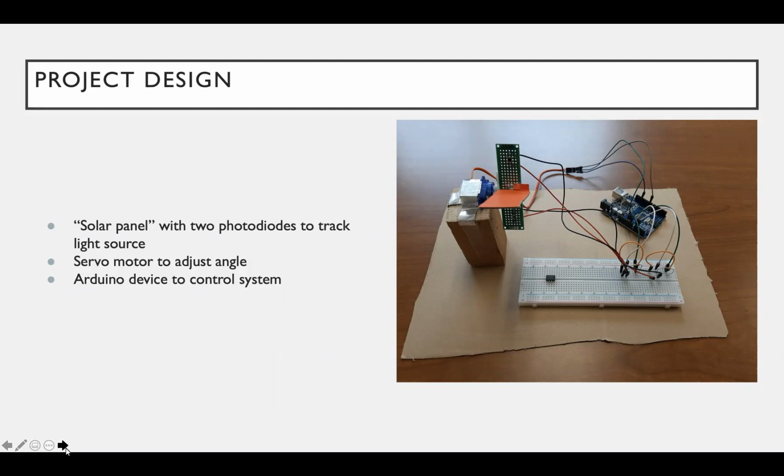The servo motor was used and controlled from the computer in order to change the angle of the solar panel with the photodiodes to be optimal and perpendicular to the light source. And the Arduino was used to control the system.